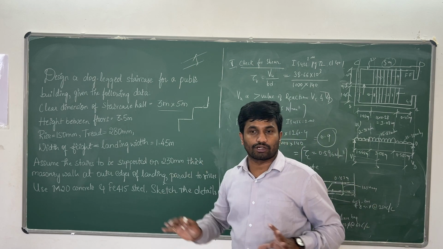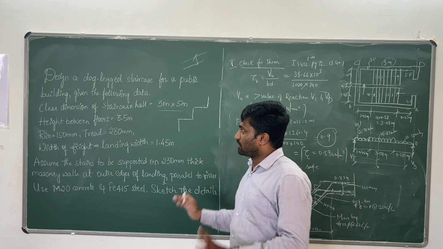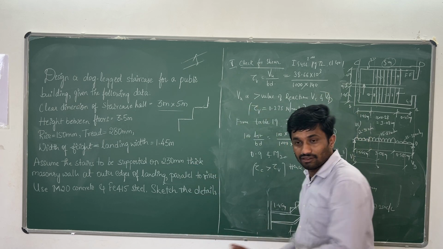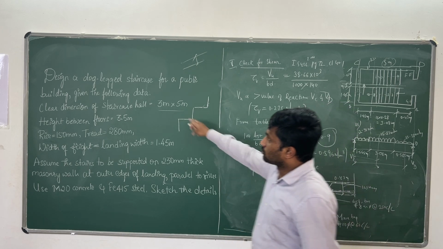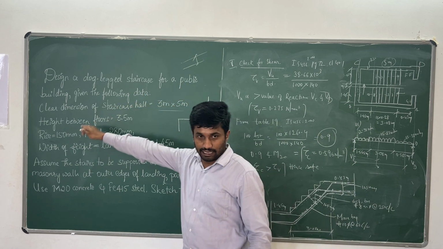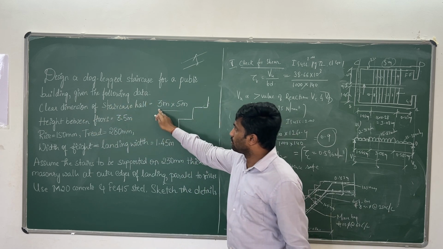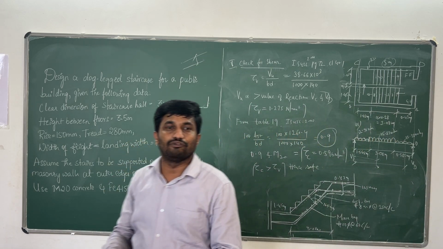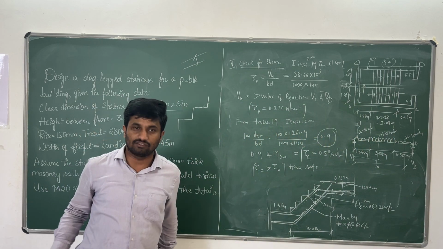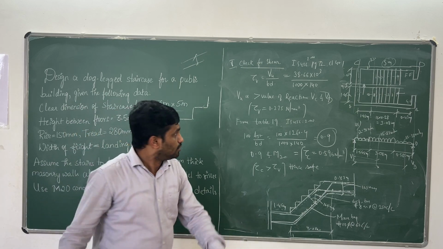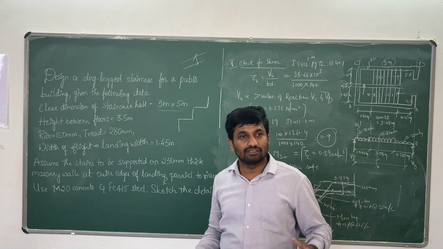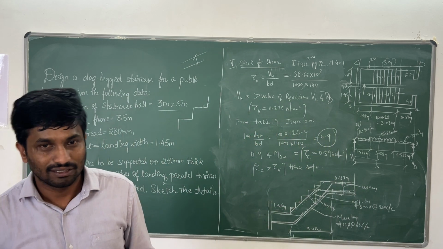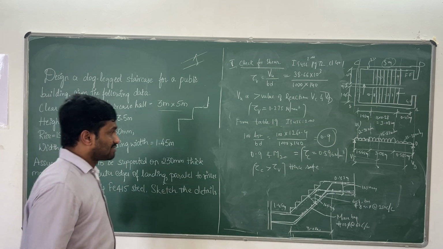This is a very important problem: design of dog-leg staircase. The steps are all similar. Clear? So design a dog-leg staircase for a public building, given the following data, inner dimension of room. This is very important. Based on the inner dimension only, you will decide how many treads and how many risers you are giving in one flight. So the very first step we have done in this exercise: how many risers and how many treads in one flight. Clear?